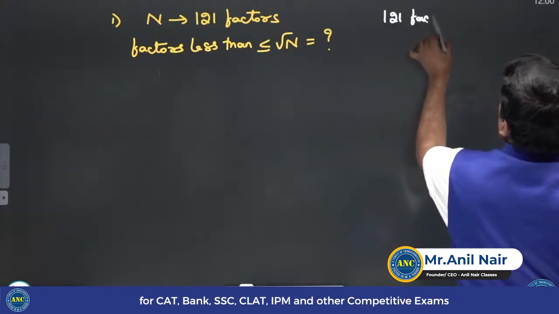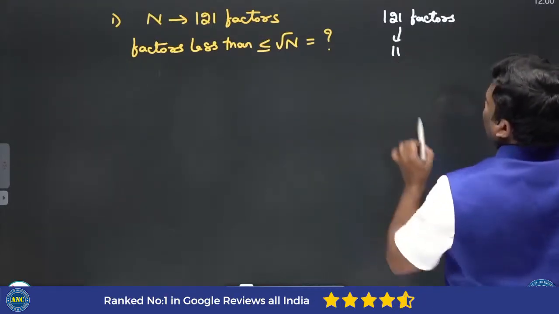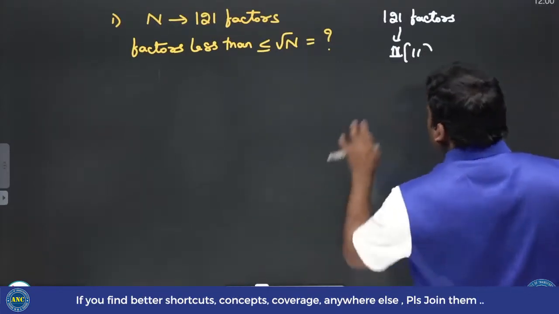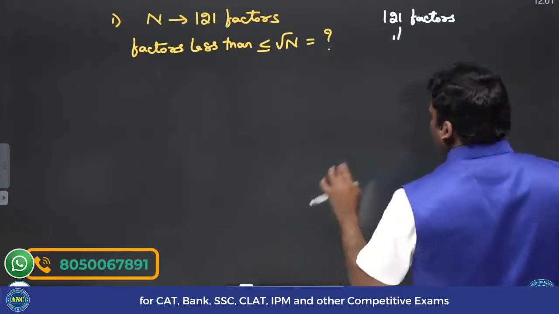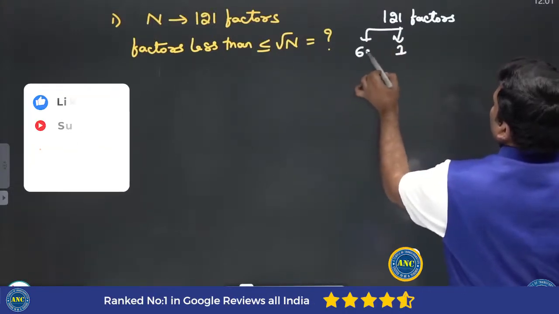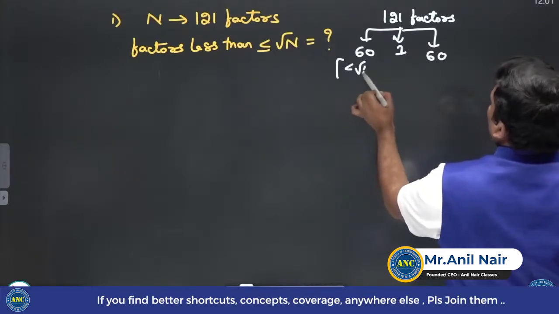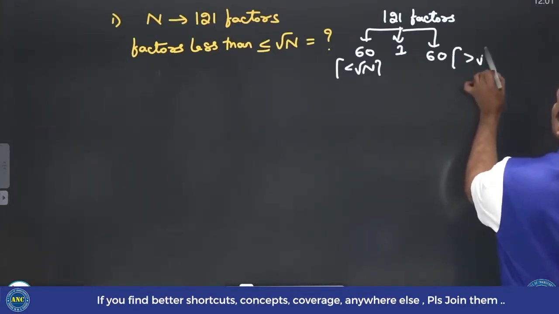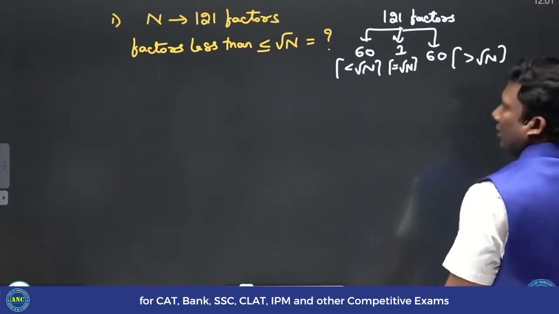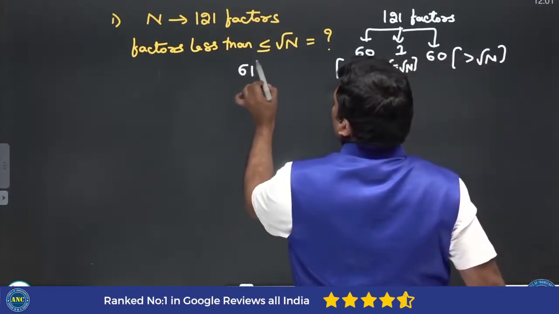121 factors are there. So how will it be split? One factor will be root 121, which is 11. I'll erase it and write it neatly. This one factor will be root n. The next will be 120, 60 this side, 60 this side. These are less than root n, and these are greater than root n, and this one factor is equivalent to root n. Factors less than or equivalent to root n: 60 plus 1, 61.